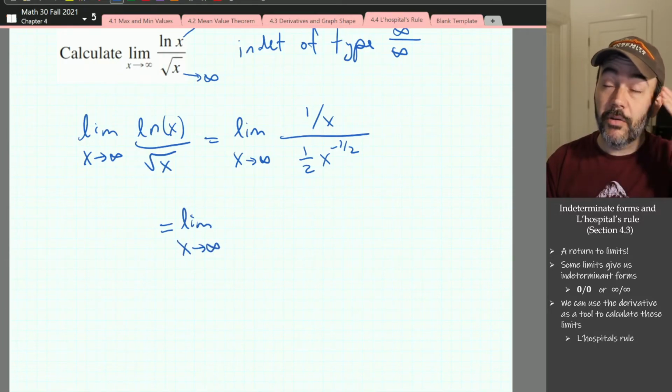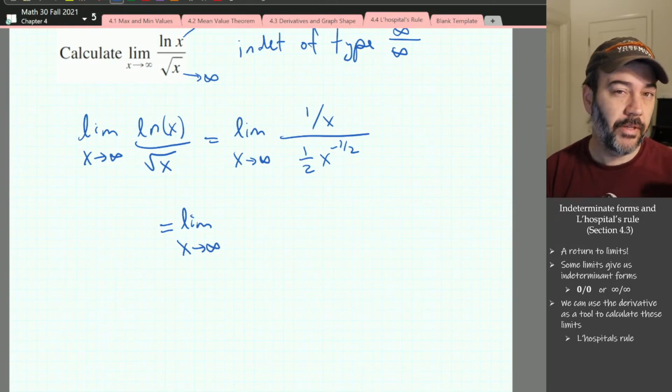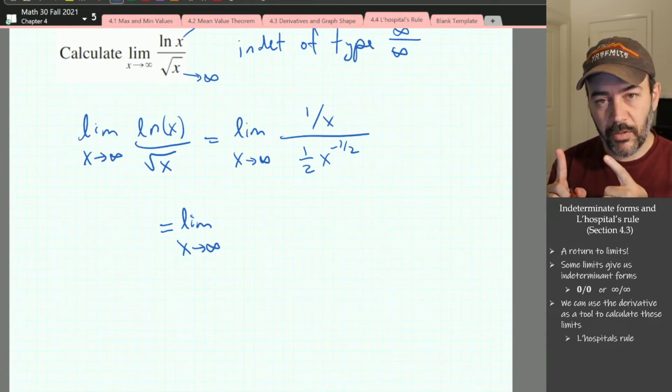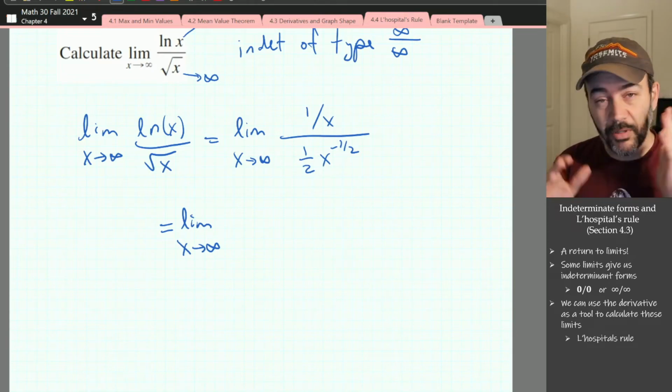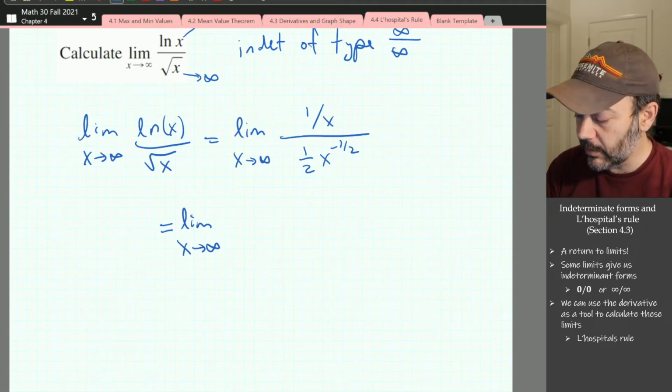In some cases, you can apply L'Hopital's rule again. Like this one, we could, because this is still indeterminate of type infinity over infinity. But you can also just go back to the methods we used in chapter 2, which is to use some algebra to reduce it and cancel anything if necessary, and then see if you can calculate the limit that way.